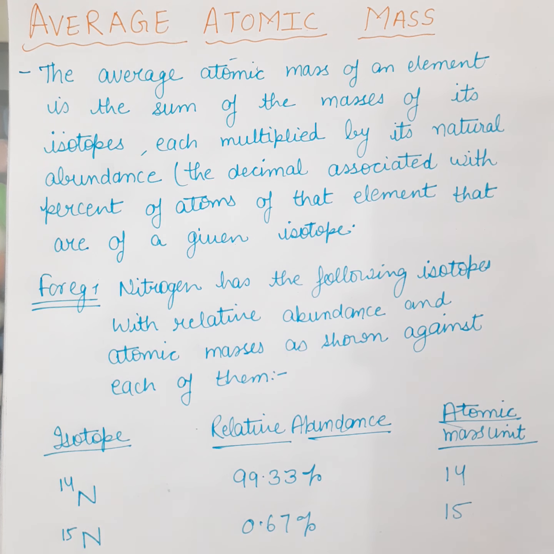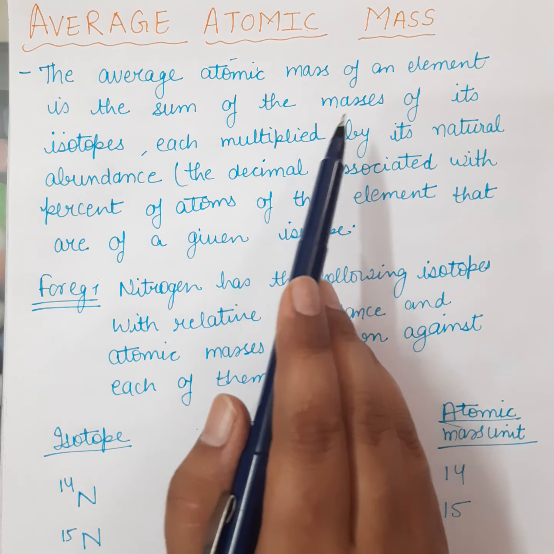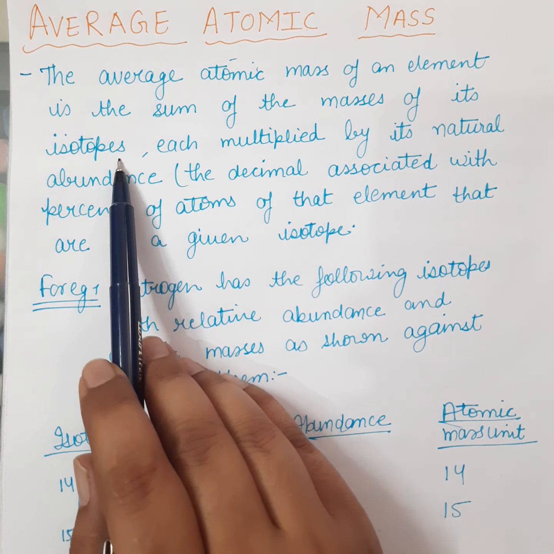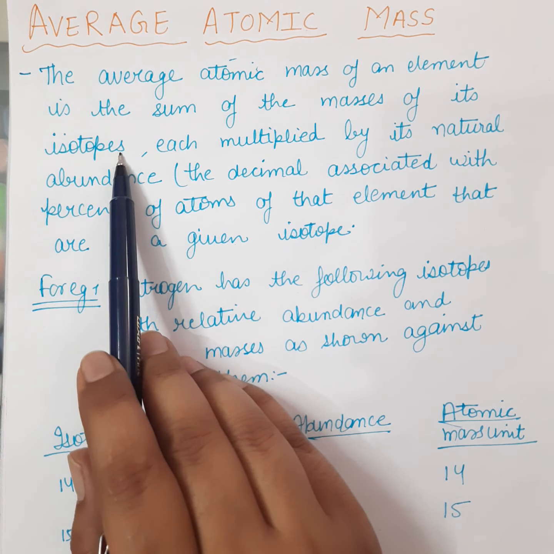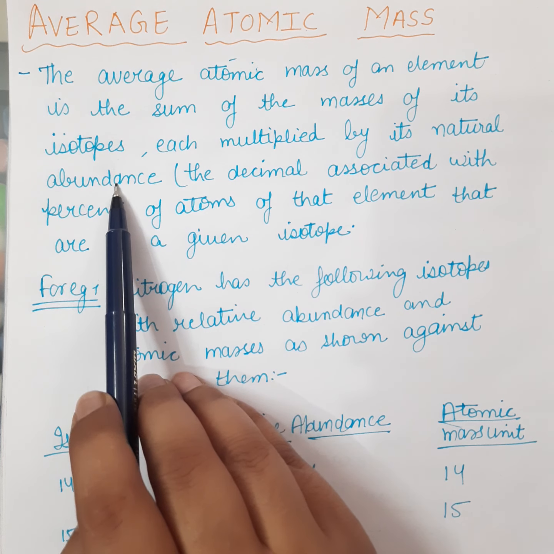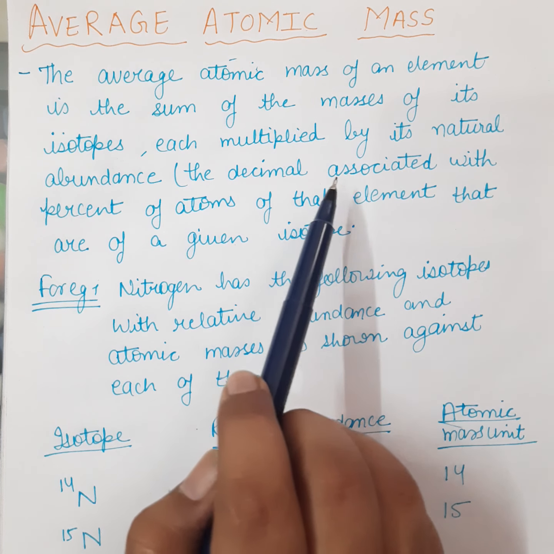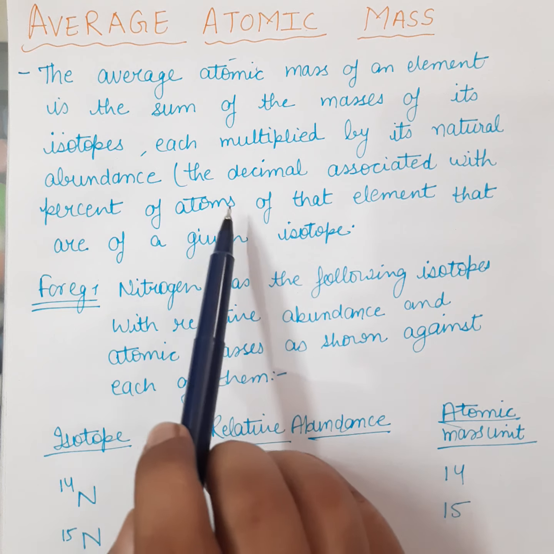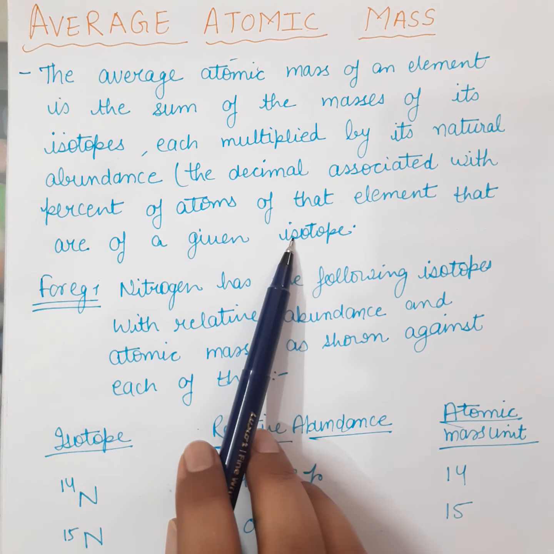Okay, this is the definition of isotope. The average atomic mass of an element is the sum of the masses of its isotopes, which have the same atomic number and different atomic masses, each multiplied by its natural abundance. Okay, how much it is present in nature. The decimal associated with the percent of atoms of that element that are of a given isotope.